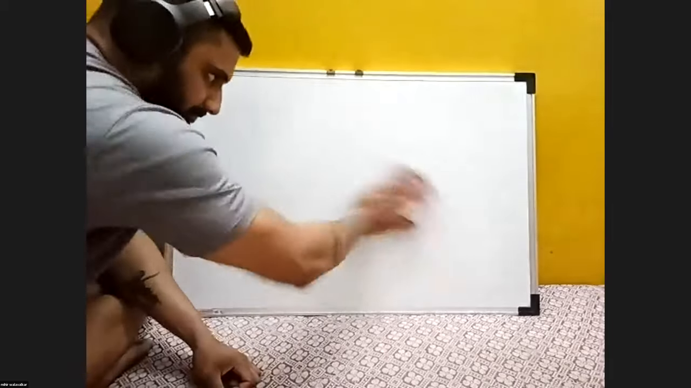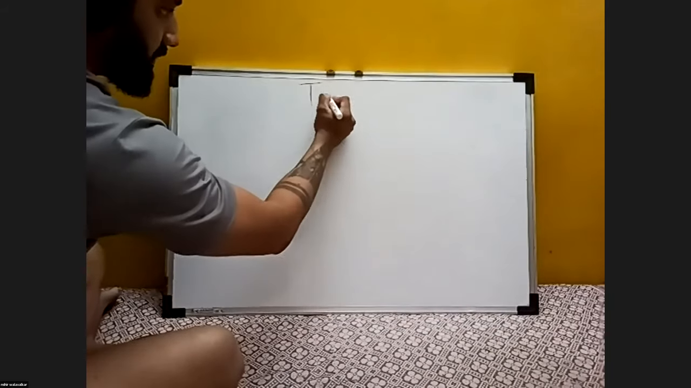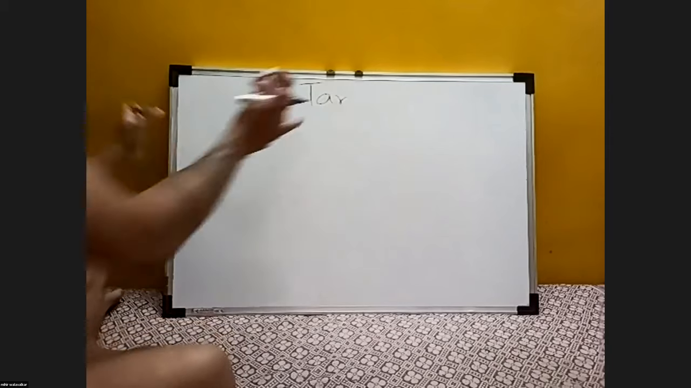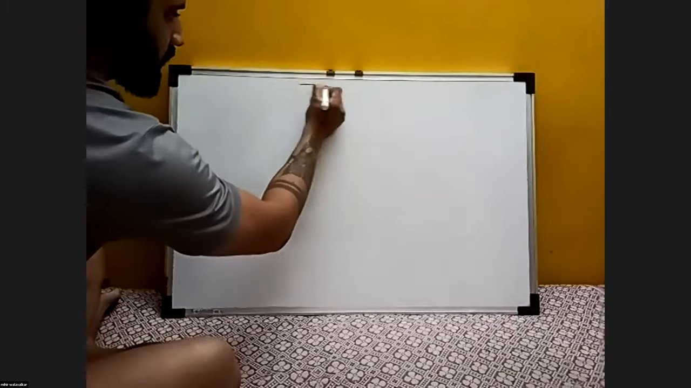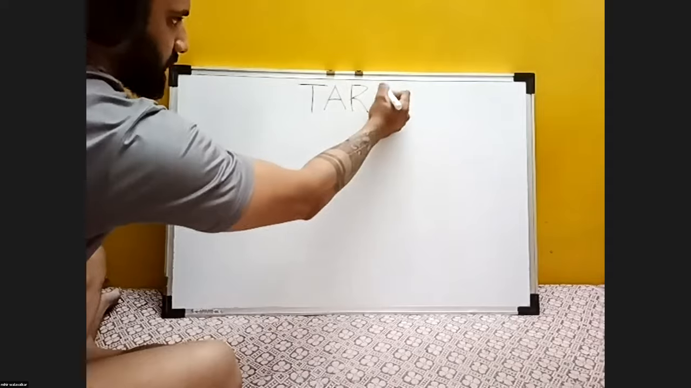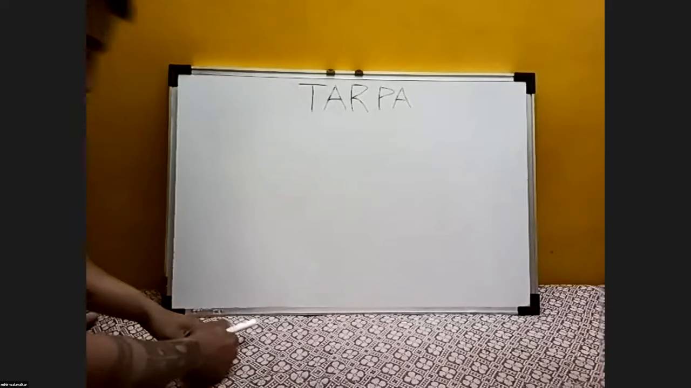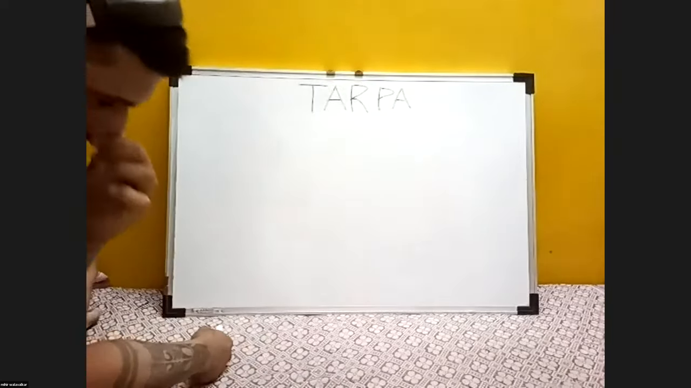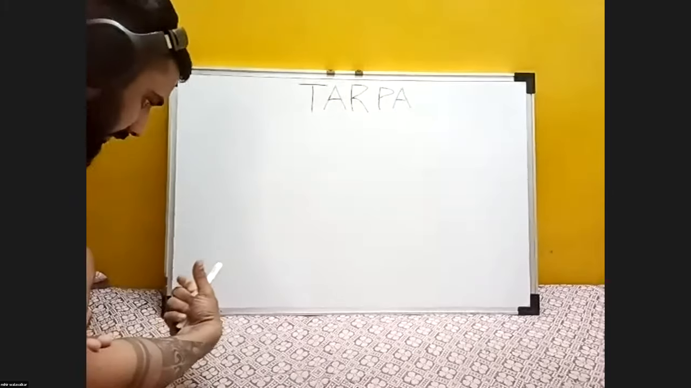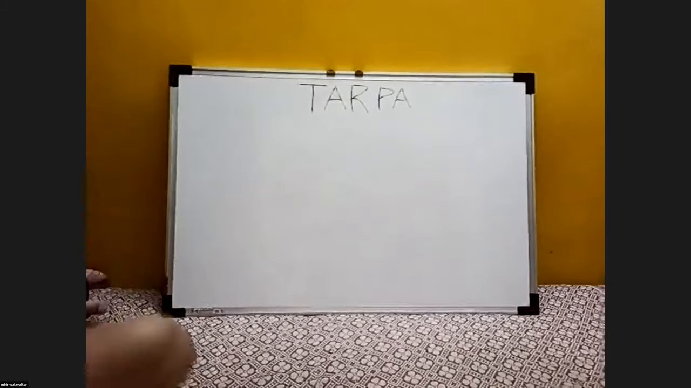Okay, so as requested by Swati ma'am, we will see the tarpa, the most ancient and the most famous. There is even a tarpa dance. It is called tarpa, T-A-R-P-A. As I said, it is made from a pumpkin, a bamboo, and a rolled up leaf. So now, how is it actually made?